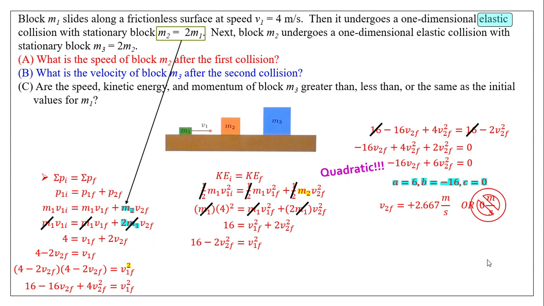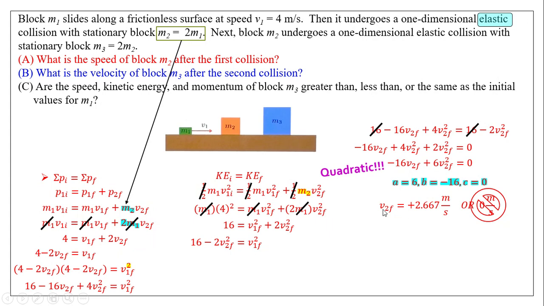The only way that m2 would come to a stop is if m1 and m2 were equal masses, but it's not. So therefore, I know by deduction that 0 cannot be an answer. So my final velocity for block 2 after the collision is a positive 2.667. It's going to move to the right at that rate.